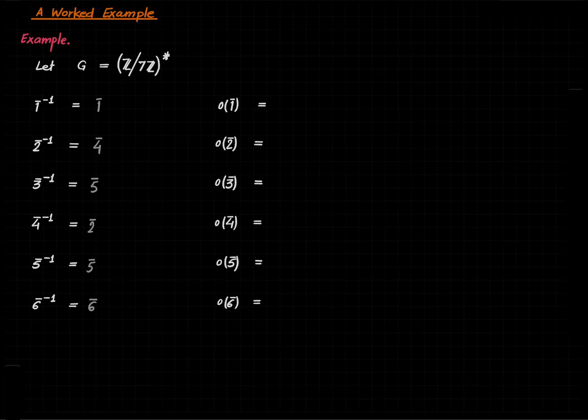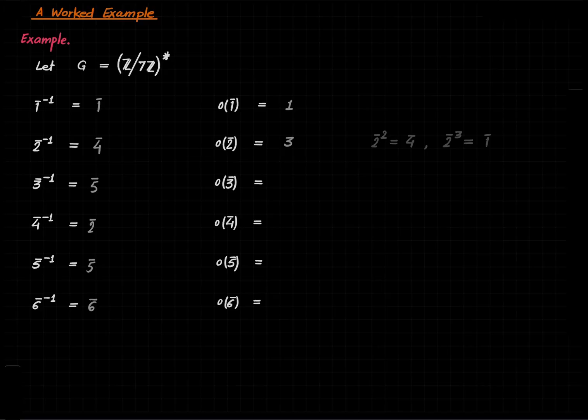Okay. Now what are the orders of everything in this group? The order of 1 is of course 1. It is the identity element. The order of 2. To see the order of 2, we have 2 bar square is 4, while 2 cube is 8, which is the same as 1. So the order of 2 is 3.